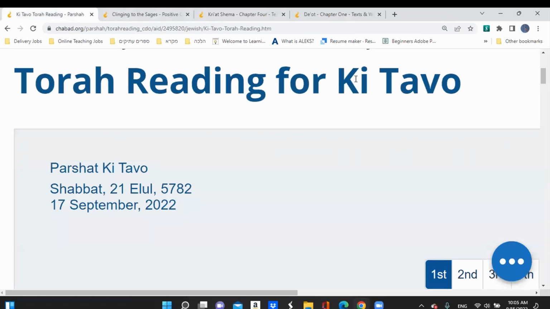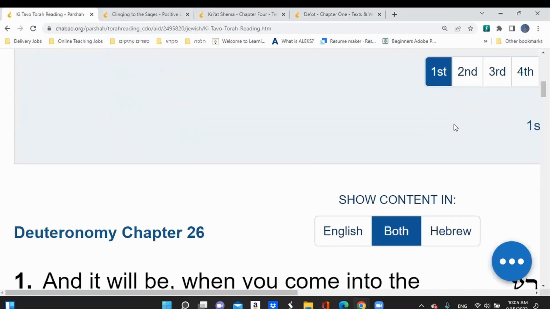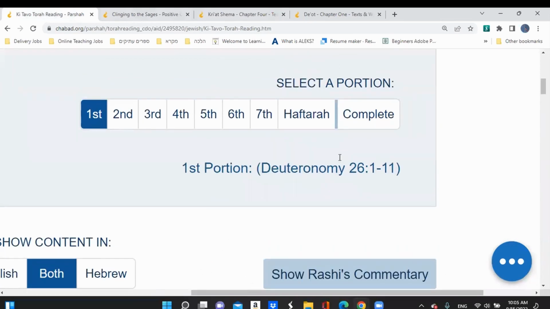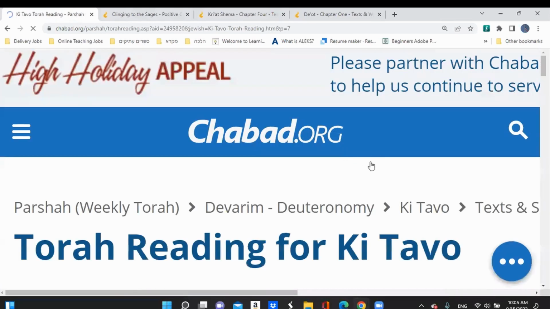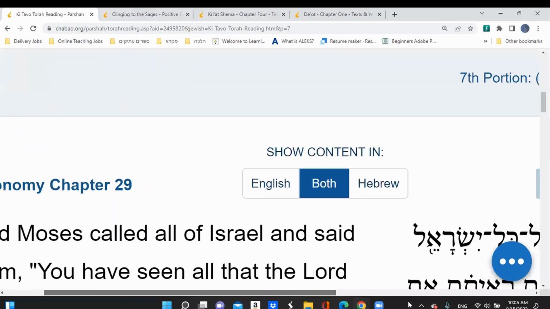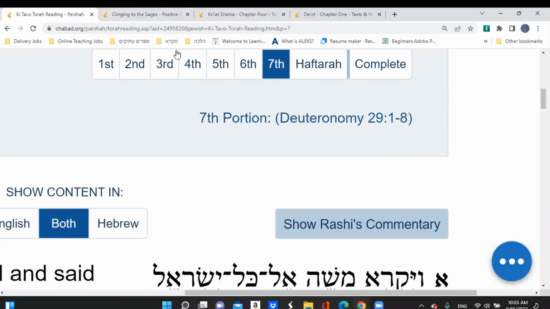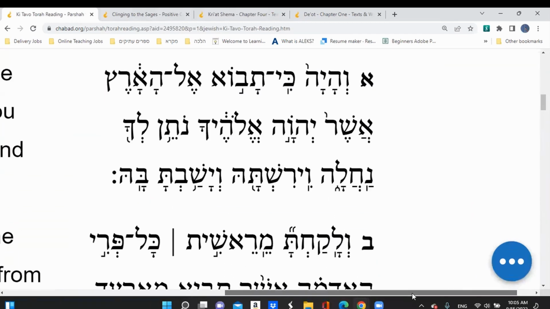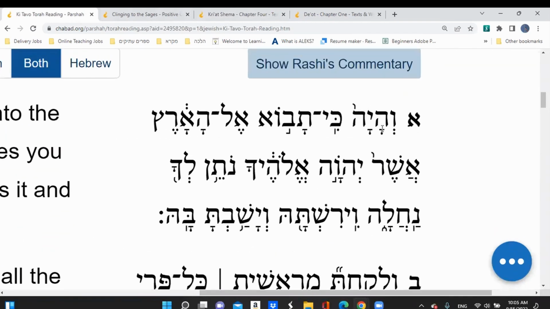Parashat Ki Tavo. This is Deuteronomy chapter 26, verse 1, through Deuteronomy chapter 29, verse 8. All right. Everybody repeat after me.